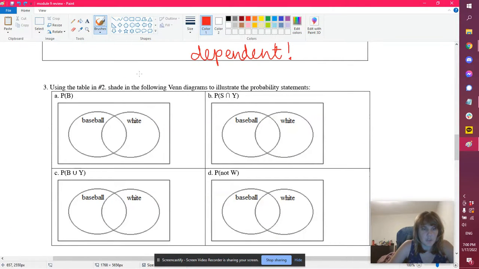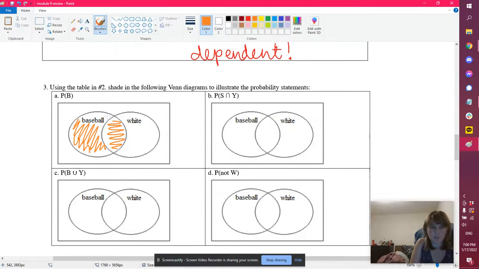Using the table in number 2, shade in the following Venn diagrams to illustrate the probability statement. So we can basically do this without the table, actually. I'll change that wording. Here we're going to do the thing we did, I think it was page 11 and 12, like Fried Freddy's or something, where we're just going to shade in the parts of the Venn diagram that we're talking about. So here we're asking, what's the probability that you get a baseball rather than a softball? Baseballs are this moon shape and this middle shape. It's everything inside of the baseball circle.